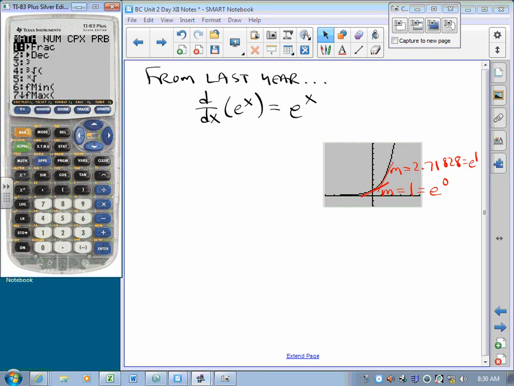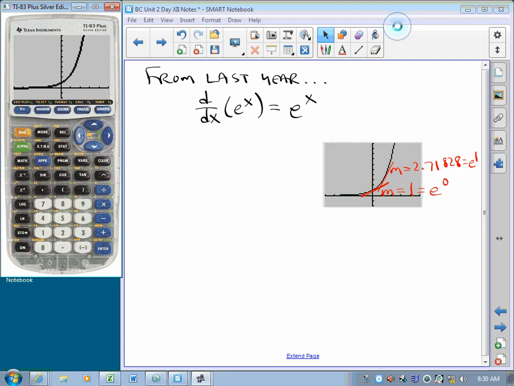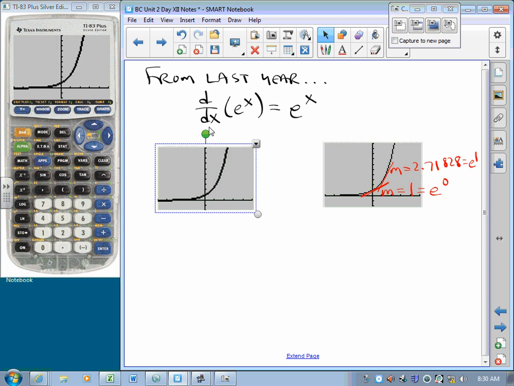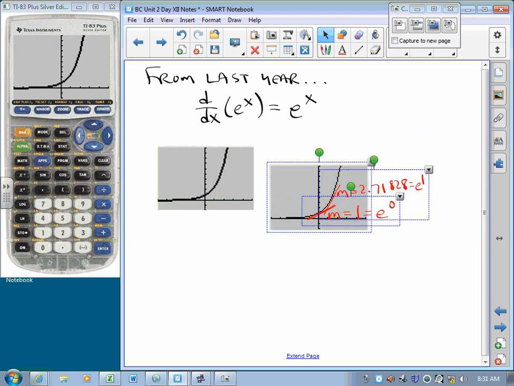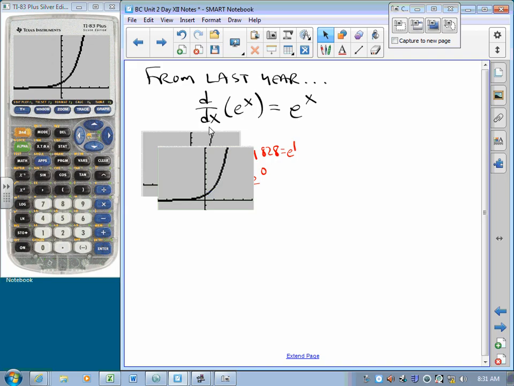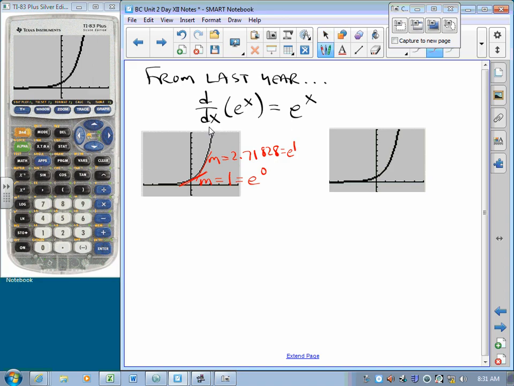In fact, we can confirm that by doing a numerical derivative of e to the x with respect to x at the point x. I'm going to make it bold so that you can see it pop up. Look at that. It's the same graph. The derivative graph is the same graph. So y is e to the x, and y prime is e to the x. That's a well-established result.